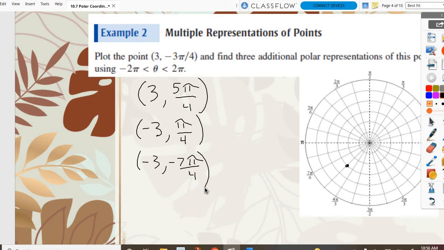There could technically be more if they allowed us to go outside 2 pi, but because they didn't, those would be the only 4 that we would have. Otherwise, you'd have an infinite number if they didn't give you an angle restriction. Questions on that? Double negative, maybe.